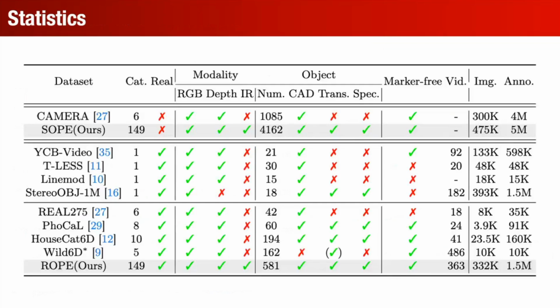Here is a detailed comparison between our dataset and existing datasets. Our dataset, SOAP and ROPE, significantly surpasses previous ones with a remarkable increase in object categories and instances. Unlike other datasets, ours includes a substantial number of challenging objects made from transparent and specular materials, providing a more comprehensive benchmark for the 6D object pose estimation field.